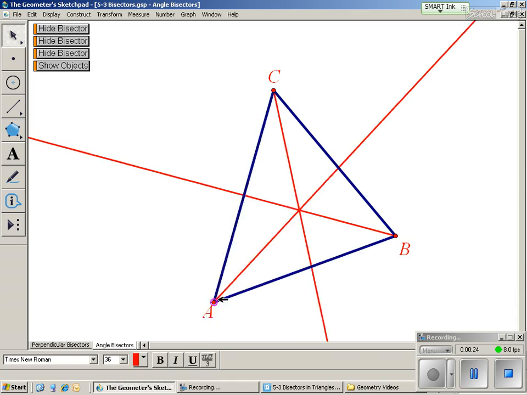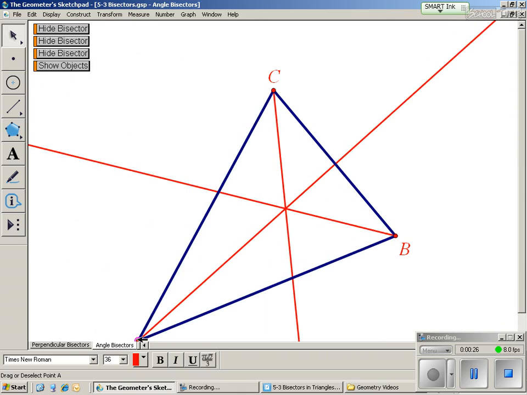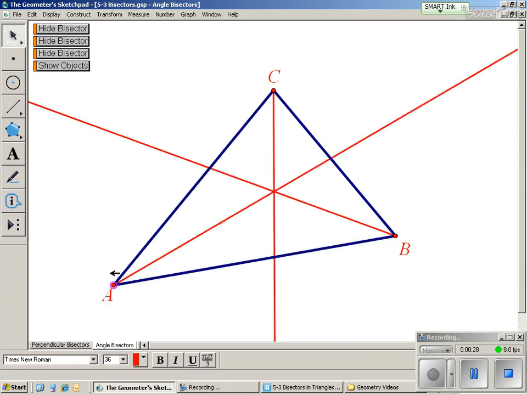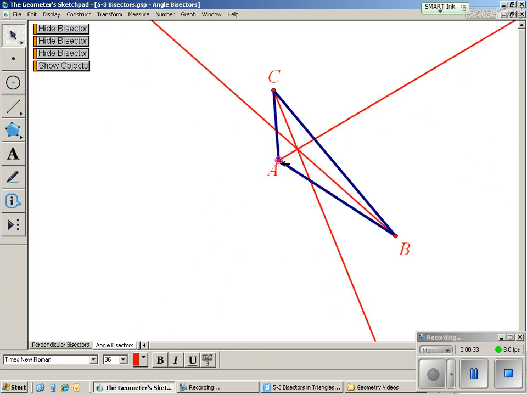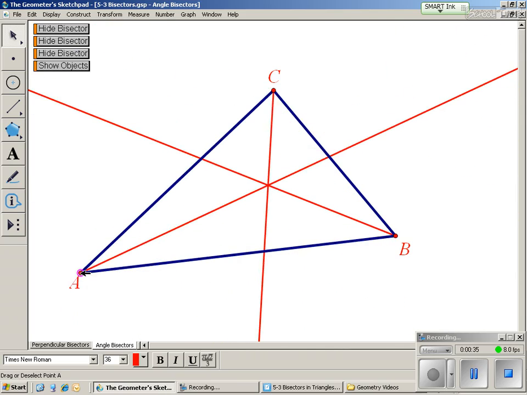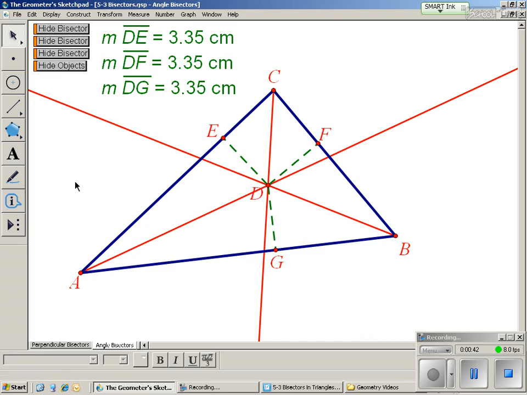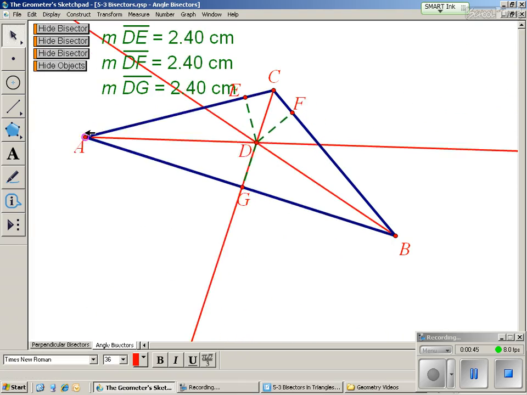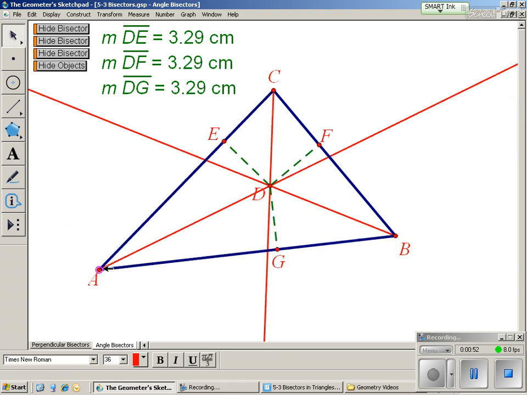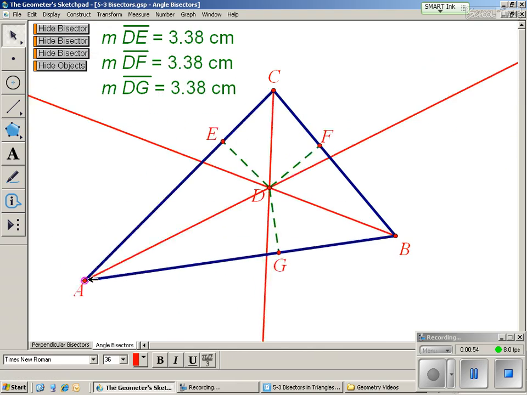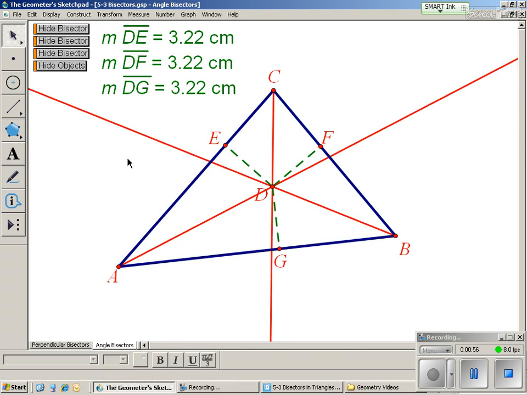No matter how I move this, they will stay concurrent. This point of concurrency is called the incenter. I like that word because it's always inside the triangle. The interesting thing about the incenter is that it is the same distance away from all three sides. The way you measure distance between a point and a line is the distance perpendicular to that line. So if we measure the distance away from the lines, it'll always be the same distance.